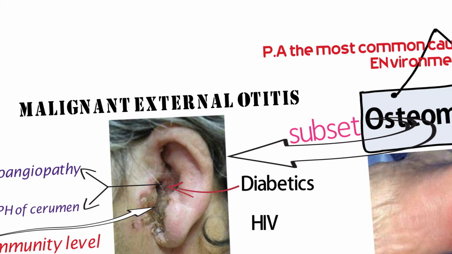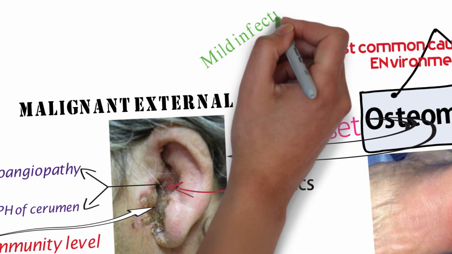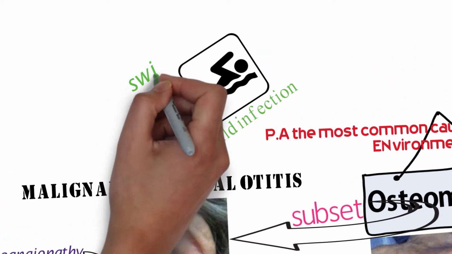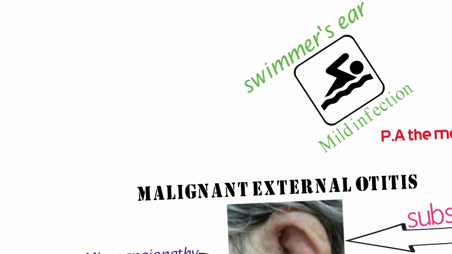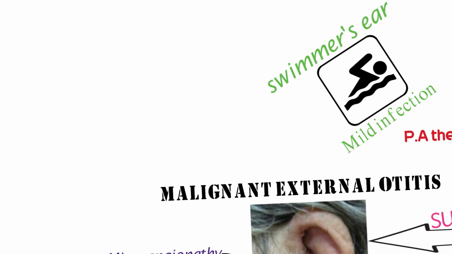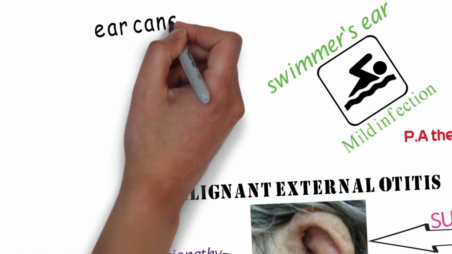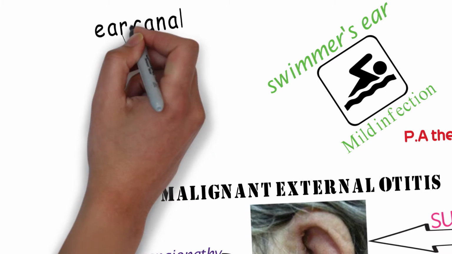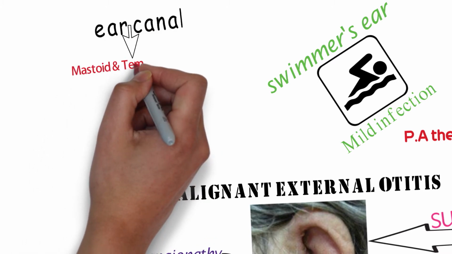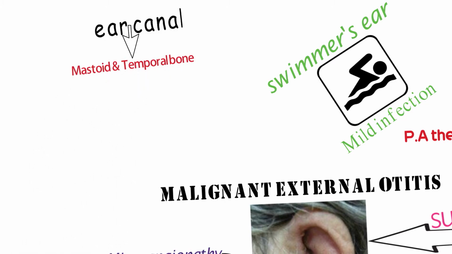When Pseudomonas causes mild infection, it is called swimmer's ear. In swimmer's ear, immunity level is adequate. So, Pseudomonas aeruginosa infection only causes mild external otitis. But in individuals with compromised immunity level, it can cause the infection of the external ear canal that burrows into the mastoid and then progresses to the temporal bone.